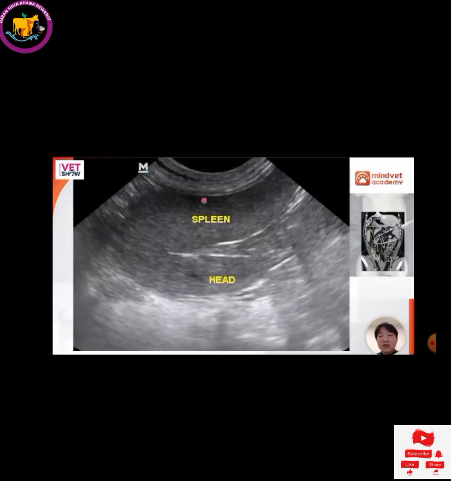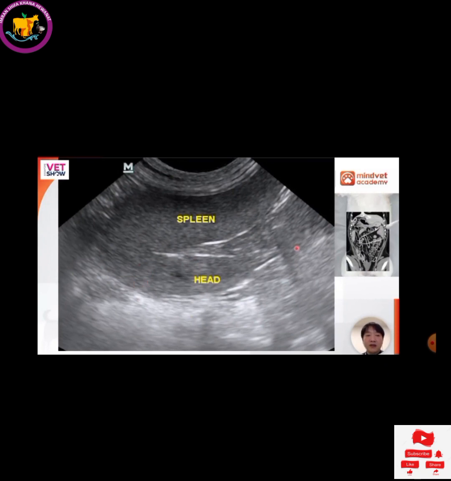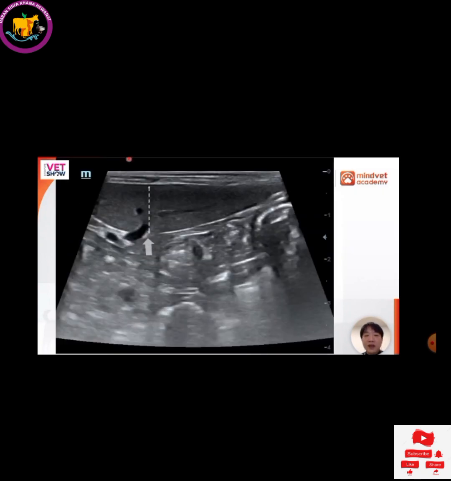This picture shows the splenic head, which is located between the left kidney and the gastric fundus. It appears as a hook shape. This slide shows the splenic hilus here at the arrow, which is the region used for measuring the splenic thickness in cats. In cats, the splenic thickness should be less than 1 cm.